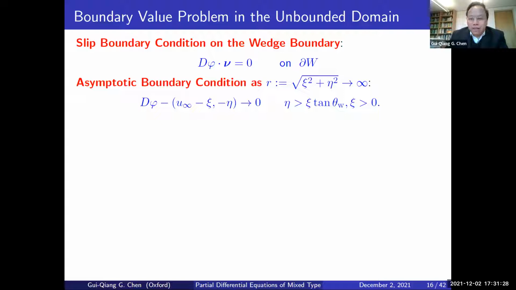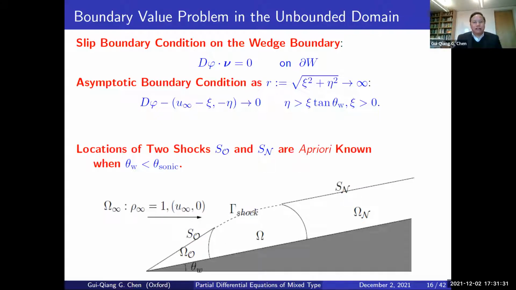It turns out we can further reduce the problem. Outside, coming from infinity, you can solve basically the hyperbolic part of the nonlinear wave equation. You solve the hyperbolic part, and you can determine two shocks away from the wedge vertex. You have a normal reflection shock, whose location can be uniquely determined. You can determine the state behind the shock.